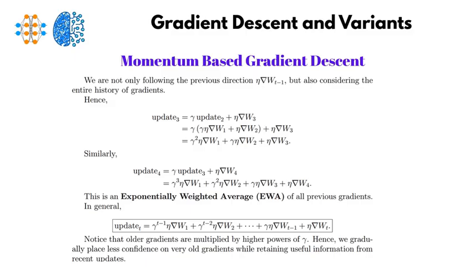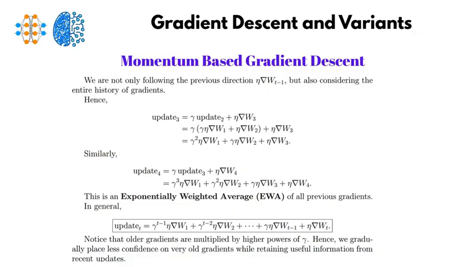For the fourth update, we get update 4 equals gamma cubed times eta times the gradient of W1, plus gamma squared times eta times the gradient of W2, plus gamma times eta times the gradient of W3, plus eta times the gradient of W4. Now the pattern is very clear. The newest gradient receives the largest weight. The previous gradient receives slightly smaller weight, and the older gradients receive progressively smaller weights because they are multiplied by the higher power of gamma.